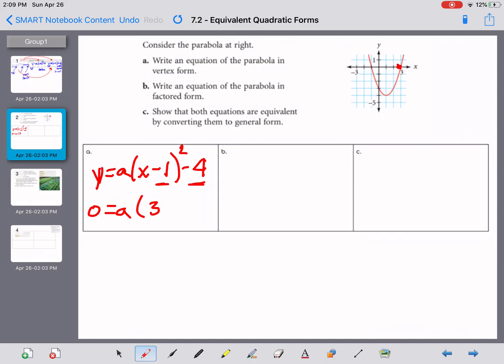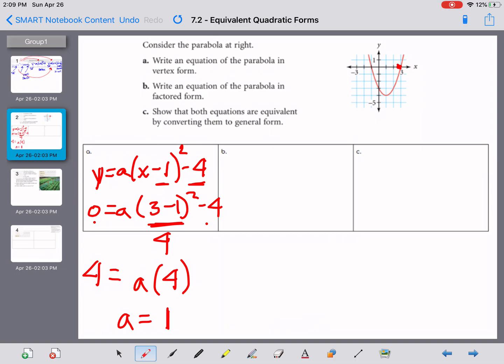Remember the squared, minus 1, squared minus 4. So I'll go through the process. 3 minus 1 is 2, squared is 4. So this whole piece is going to be 4. Add the 4 over to the other side. So I get 4 equals a times 4, which again, if I divide by 4, just like we saw on the graph, I get a scale factor of 1.